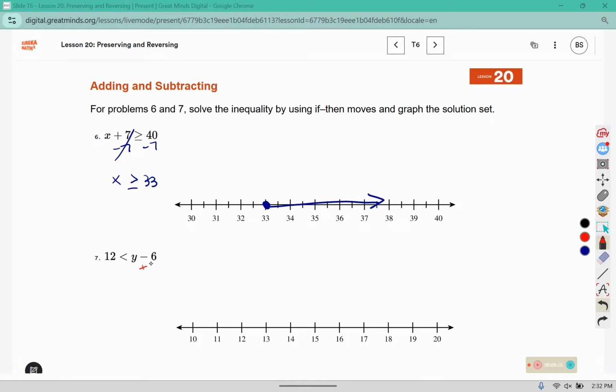This one we would add 6 to both sides. The symbol is facing this way. 12 plus 6 is 18. It will be an open circle. It says 18 is smaller than y, so y must be bigger.